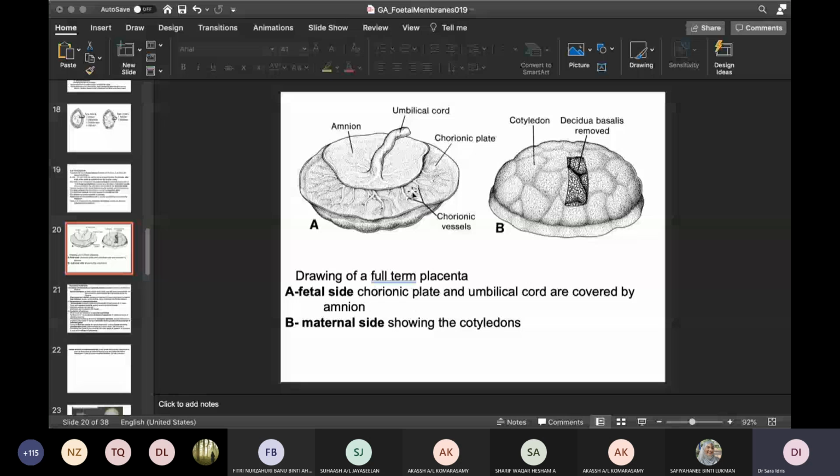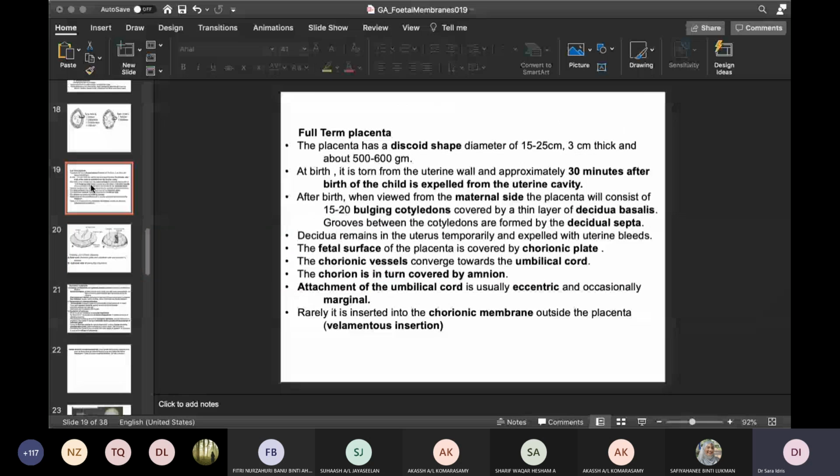In the full term placenta, you can see the cotyledons. This is one cotyledon, another cotyledon. This is caused by the septa that your decidua basalis will form. The fetal side will be flat, and you can see the chorionic plate, the umbilical cord attached to it, and the amnion, which is going to be part of your amniotic sac. The placenta will be discoid in shape, about 500 to 600 grams, and it will be automatically torn from the uterine wall about 30 minutes after the birth of the child.